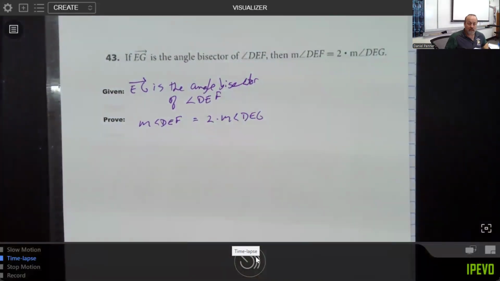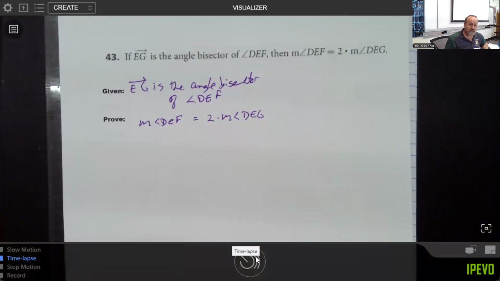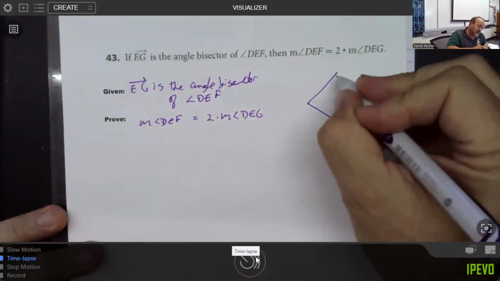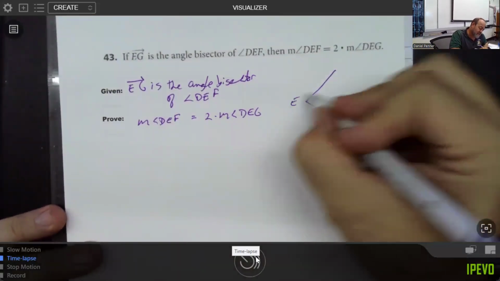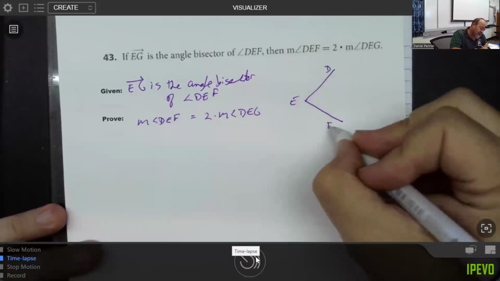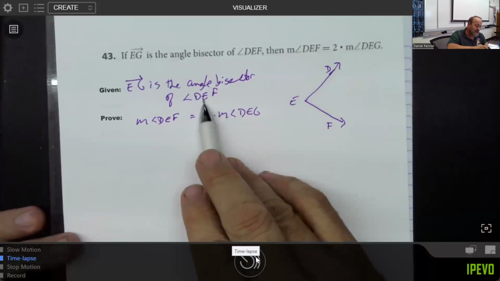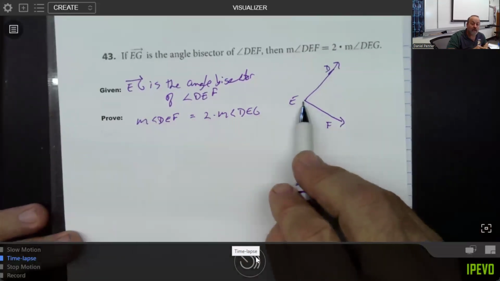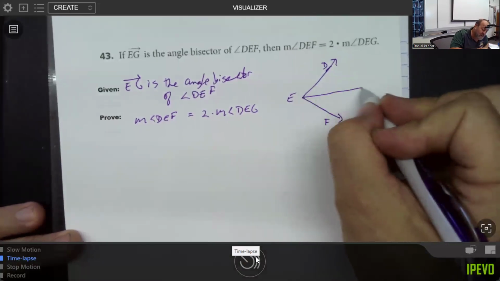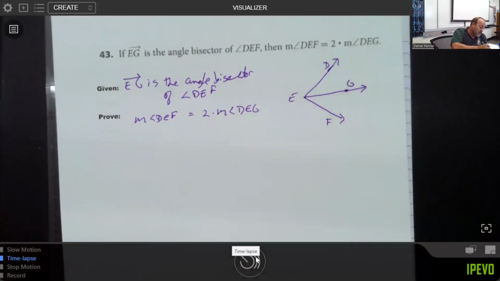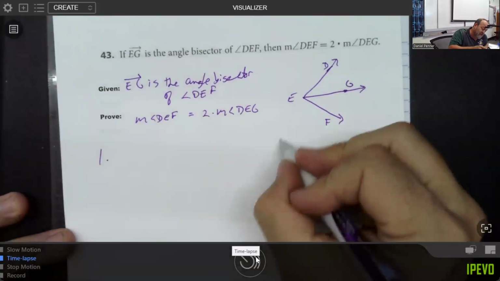So, well, let's see. It says EG is a ray and it bisects, well, let's start with DEF because it's mentioning some angle DEF, which makes E the vertex, because the vertex is always in the middle. And it says EG, well, it has to go through E, and it's supposed to bisect this angle, so it's going to come through here somewhere like that. So EG is bisecting it. Okay, so here we go. Let's see what we can do.